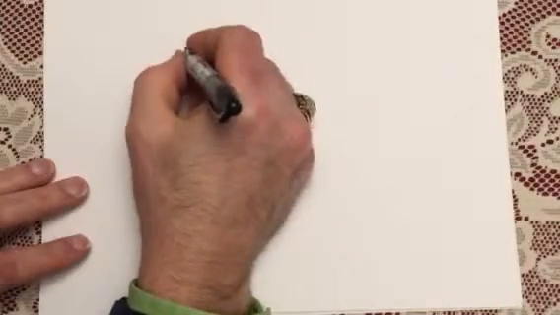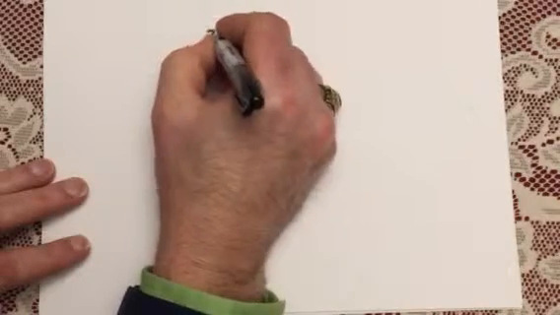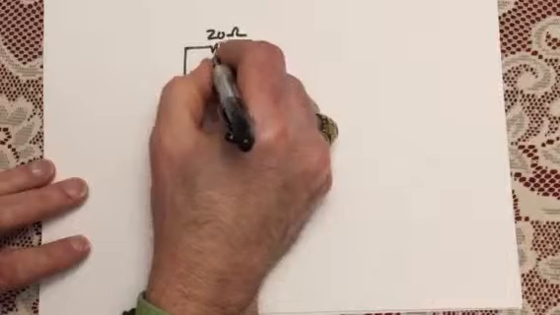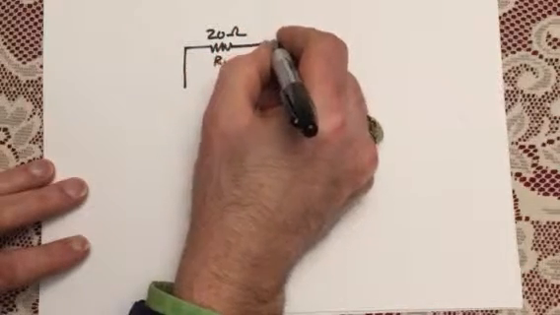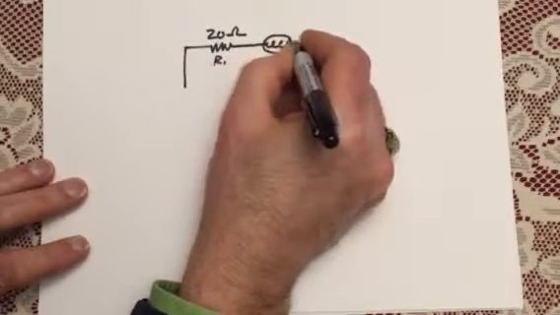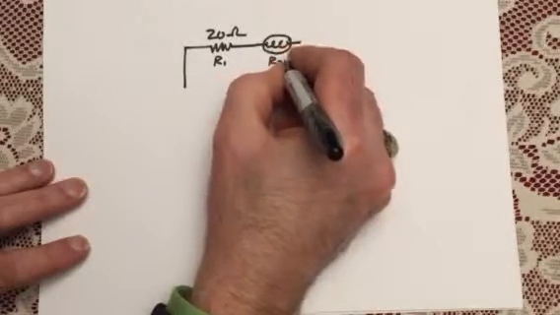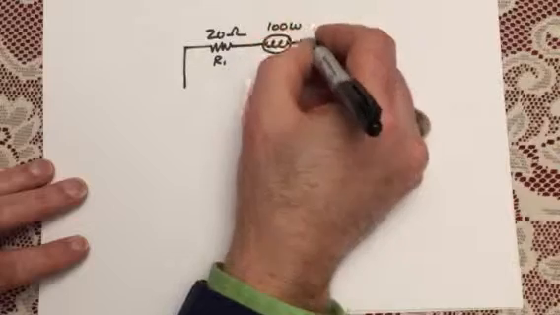Let's say I've got a nice simple circuit. Here's my circuit. I've got a 20 ohm resistor. That's going to be R1. And then I'm going to throw a new symbol in here for you. Nothing too crazy. It's just the symbol for a light bulb. It's going to act like a resistor. And we're going to call it R2. It's going to be a light bulb. And that's a 100-watt light bulb.